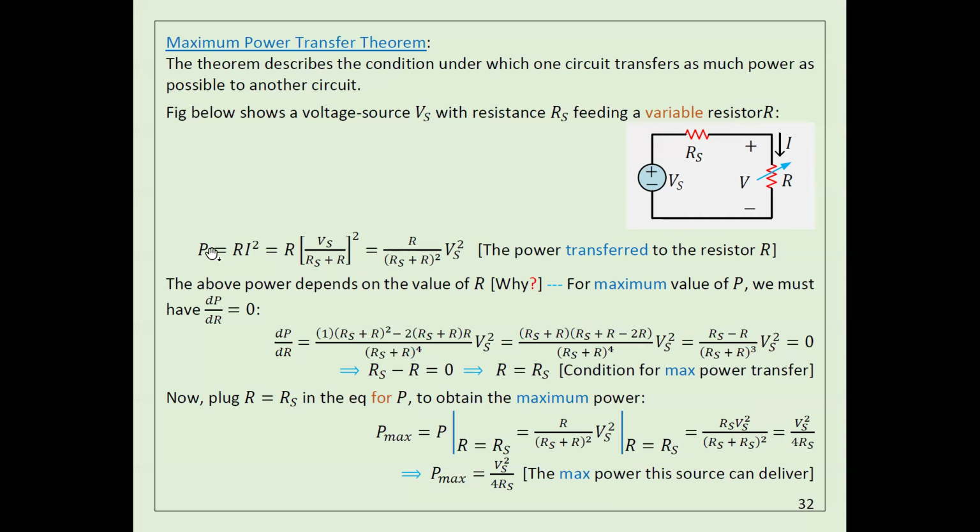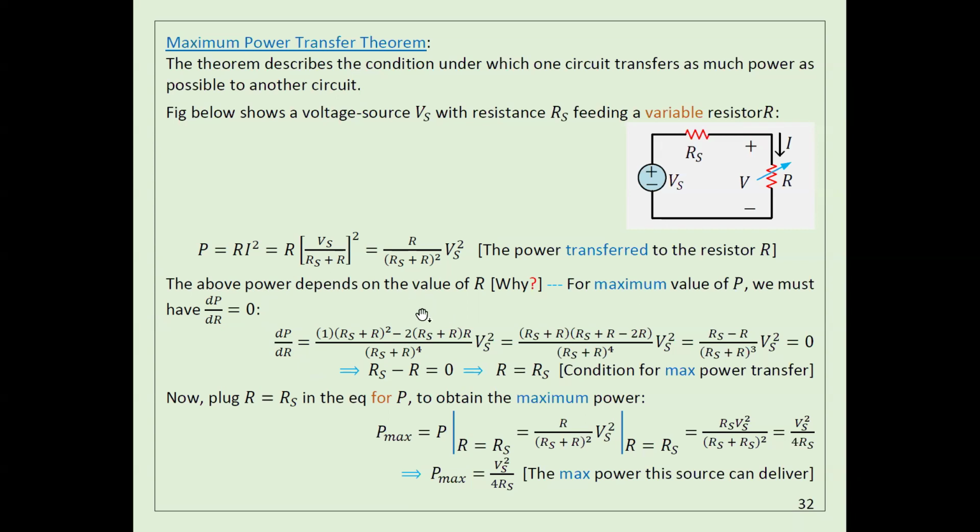What value for this R? I'm not going to change RS, I'm not going to change Vs, I'm just going to change R. What value of R can give me the maximum P? You know, from calculus, to solve this problem you need to differentiate. And that's what I did. So I'm going to differentiate this equation with respect to R, set it equal to 0, and then solve it to find the R that gives me the maximum P. That's what I did.